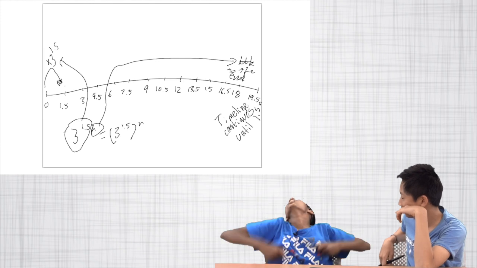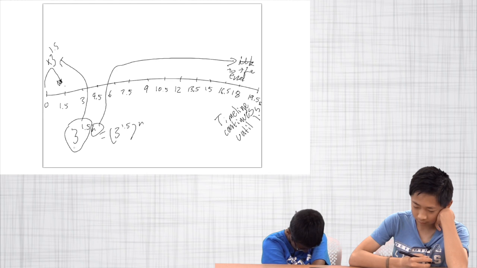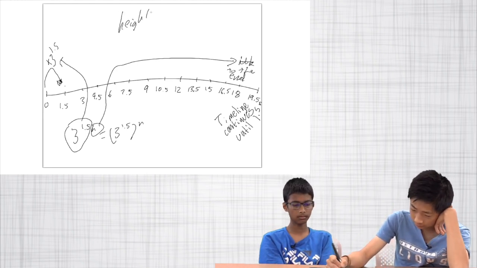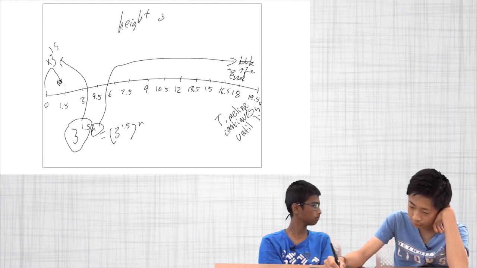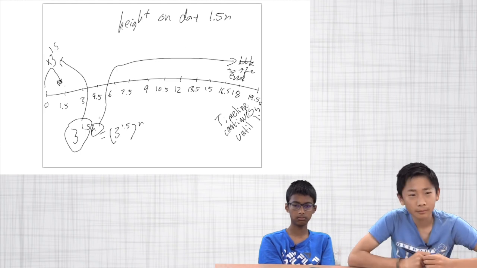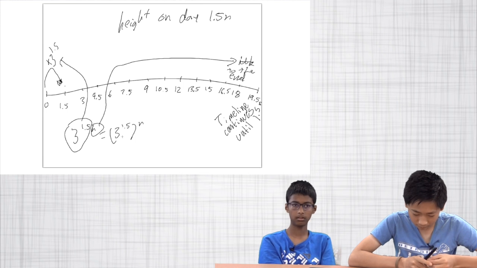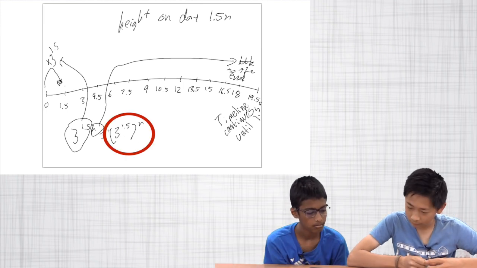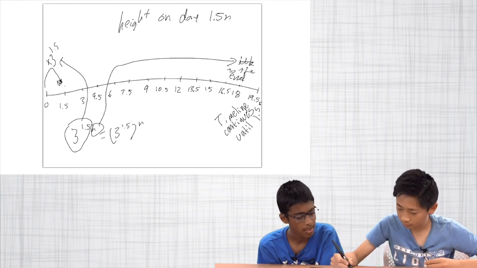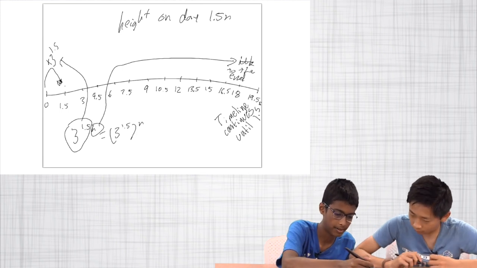Josh, can you tell me what 3 to the 1.5n represents in terms of the beanstalk? It represents the height on day 1.5n. Okay. So this thing represents the height on day 1.5n. What does this thing represent? Or if we want to break it down, what does 3 to the 1.5 represent? It represents the growth factor for every 1.5 day period.